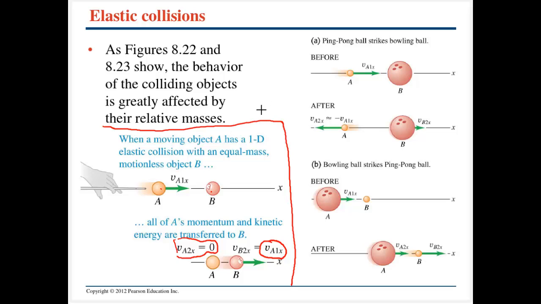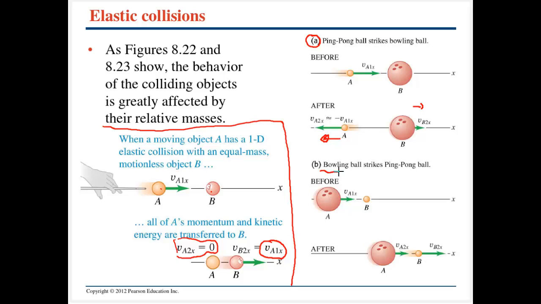However, if we're talking about objects that have different masses, for example, this ping pong ball that is going to run into the bowling ball, it's going to have some initial velocity, and it's going to bounce off of the bowling ball. We know that the bowling ball doesn't really want to move, it's very massive, it has a lot of inertia, so the ping pong ball is going to bounce back in the negative direction and just give the bowling ball a tiny little bit of velocity.